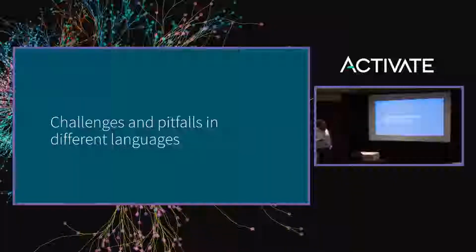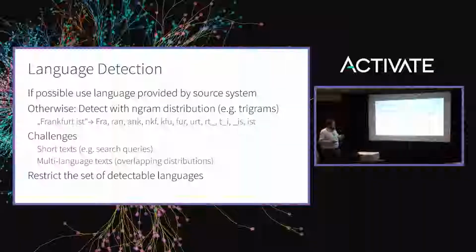So let's have a quick walkthrough through some of the languages and see what's difficult in normalizing them, and what pitfalls you can think of if you optimize your search for that language. First thing, if you want to do some normalization, you have to know what language your content or query is in. That's the very first step. And sometimes on the content side, it's provided by a source system. But if not, you have to detect it.